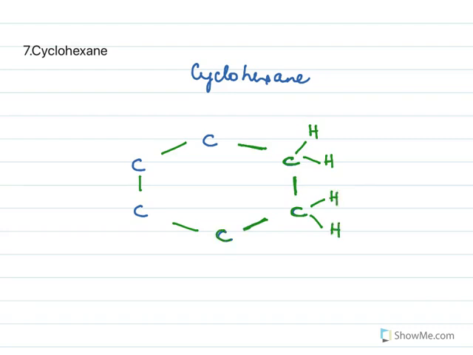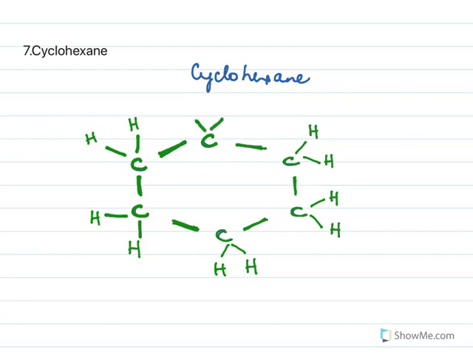Then this carbon, you have 1 here, 2 here, 3, 4. Next carbon again, this carbon, 1, 2, 3, 4. So hydrogen, hydrogen. Now here carbon, 1, 2, 3, 4. Hydrogen, hydrogen. Now last carbon, 1, 2, 3 and 4. So this is your cyclohexane.